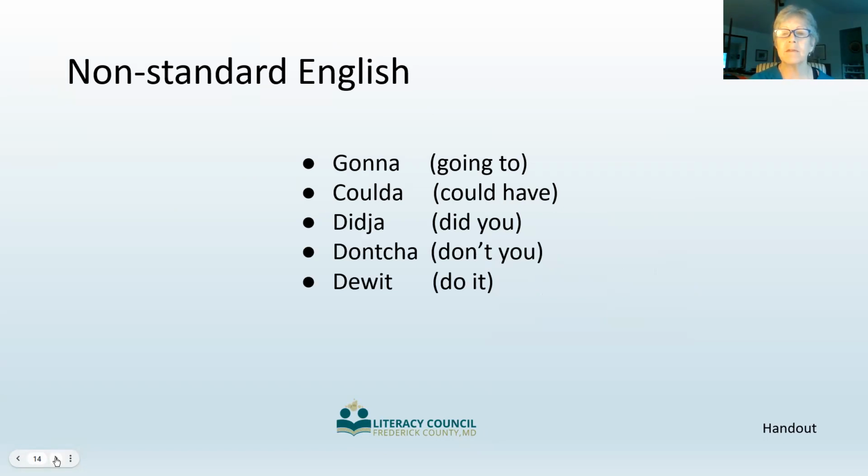So we use non-standard English all the time in everyday speech, and it differs very much from what we usually see in print. So as native English speakers and experienced readers, we make this connection automatically between gonna and going to. But our students really can have problems when what they hear doesn't match what they read.